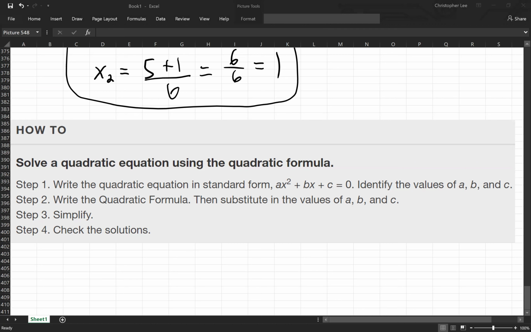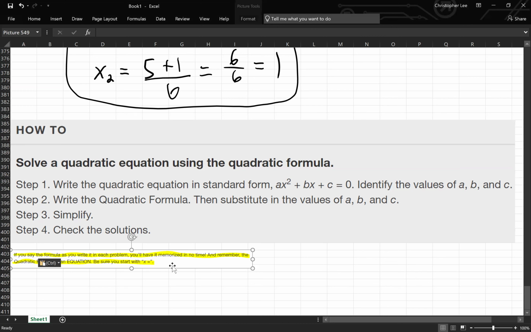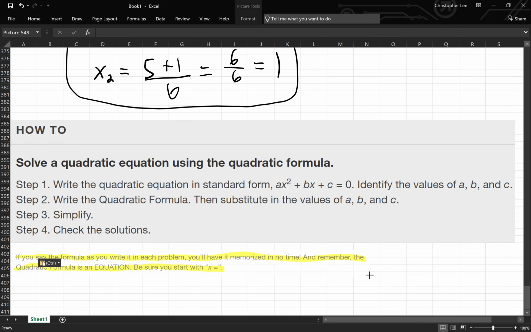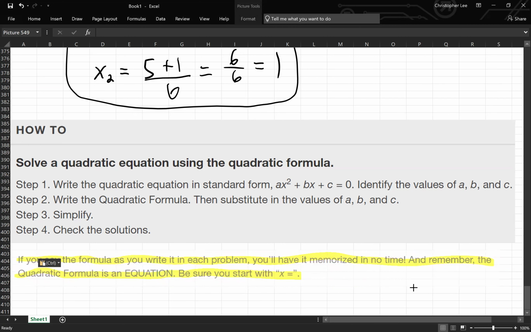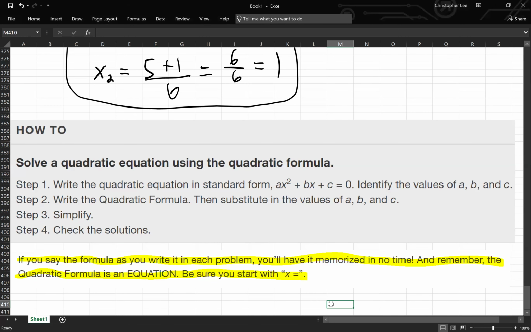Just want to make a special note. If you say the formula as you write it in each problem, you'll have it memorized in no time. And remember, the quadratic formula is an equation, so be sure to start it with x equals. All right. Give you guys a minute. Take a look at that.